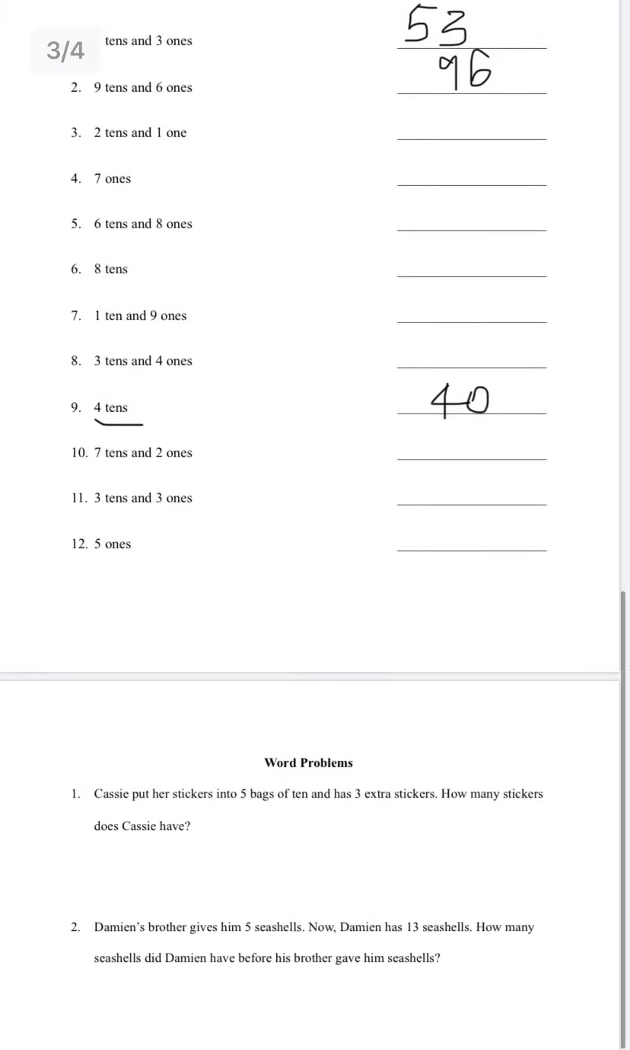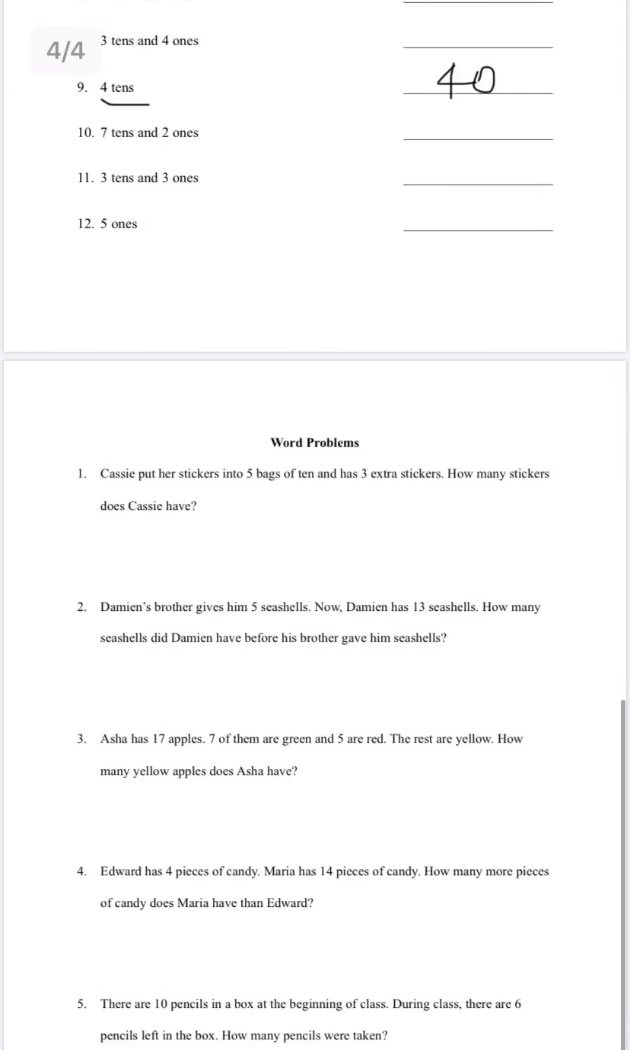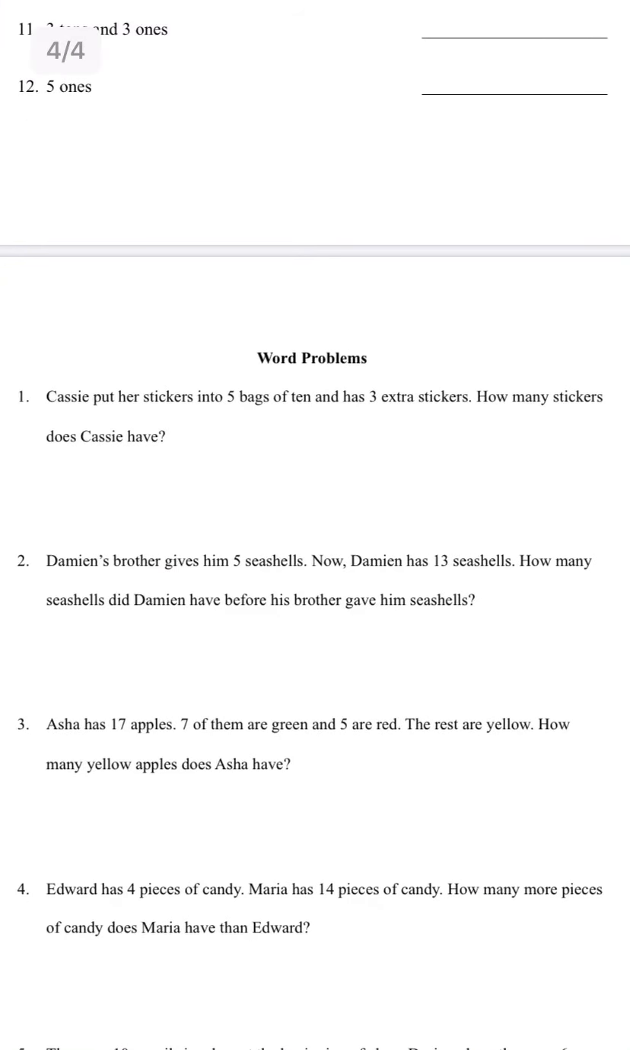Okay, now let's try the word problems. Okay, let's try number 1. Cassie puts her stickers into 5 bags of 10 and has 3 extra stickers. How many stickers does Cassie have? Okay, so she has 5 bags of 10s. So we have 1, 2, 3, 4, 5, 6, 7, 8, 9, 10. She has 5 of these.